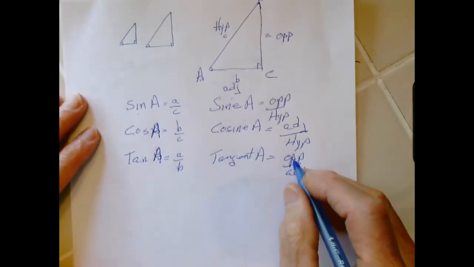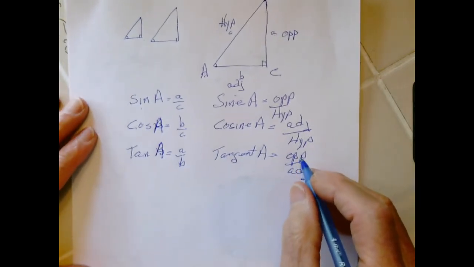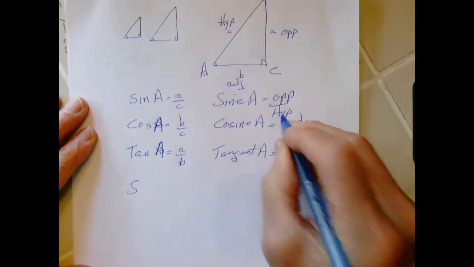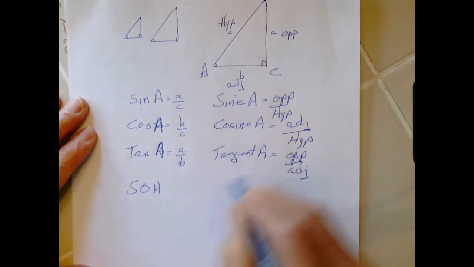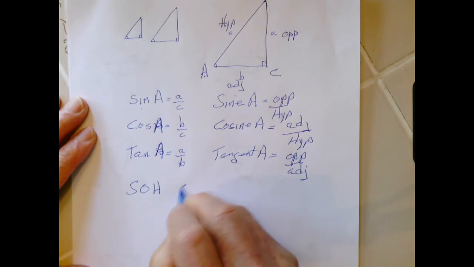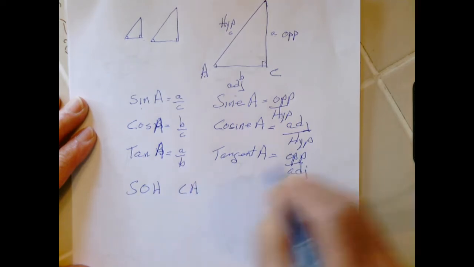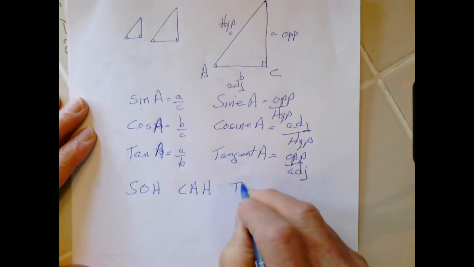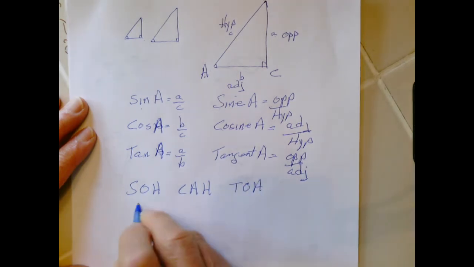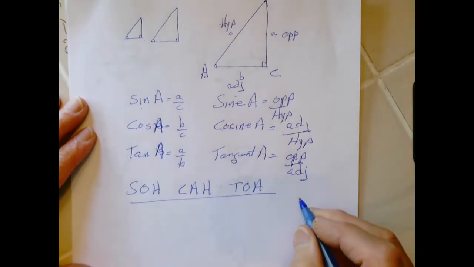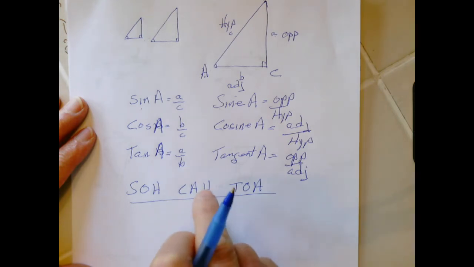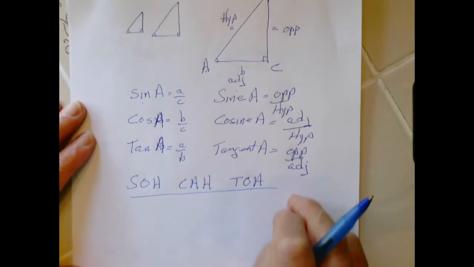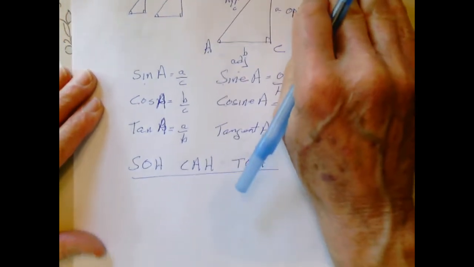Notice that we can now use an easy way to help us remember this. The sine is going to equal the opposite over the hypotenuse. Cosine is going to equal the adjacent over the hypotenuse, and the tangent is going to be equal to the opposite over the adjacent. So this is an easy way to remember the trig functions. Alright, SOHCAHTOA.